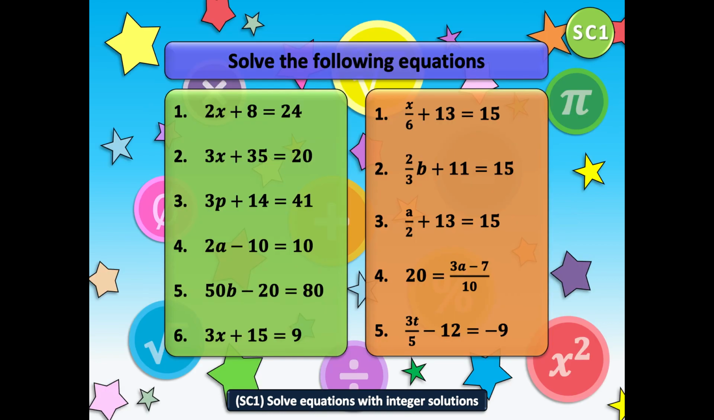Here are some questions for you to have a go at. Pause the video, and when you're ready to mark your work, press play.